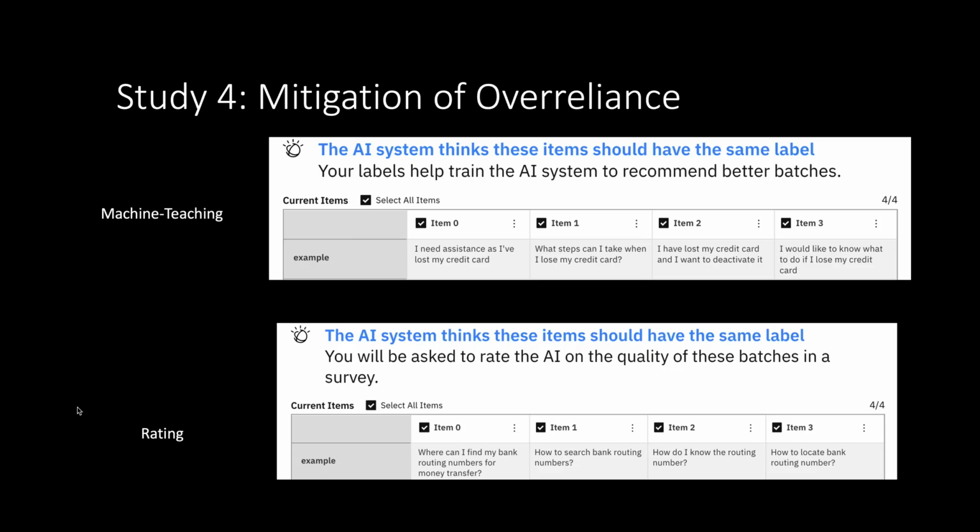In this mitigation, the one pictured above, we informed users that they were collaborating with the AI system to recommend better batches. Users were told your labels will help train the AI system to recommend better batches. In the rating mitigation, as seen below, users were informed that the quality of batches would be rated at the completion of the study, signaling that the AI is not perfect. Users were notified that you will be asked to rate the AI on the quality of these batches in a survey.